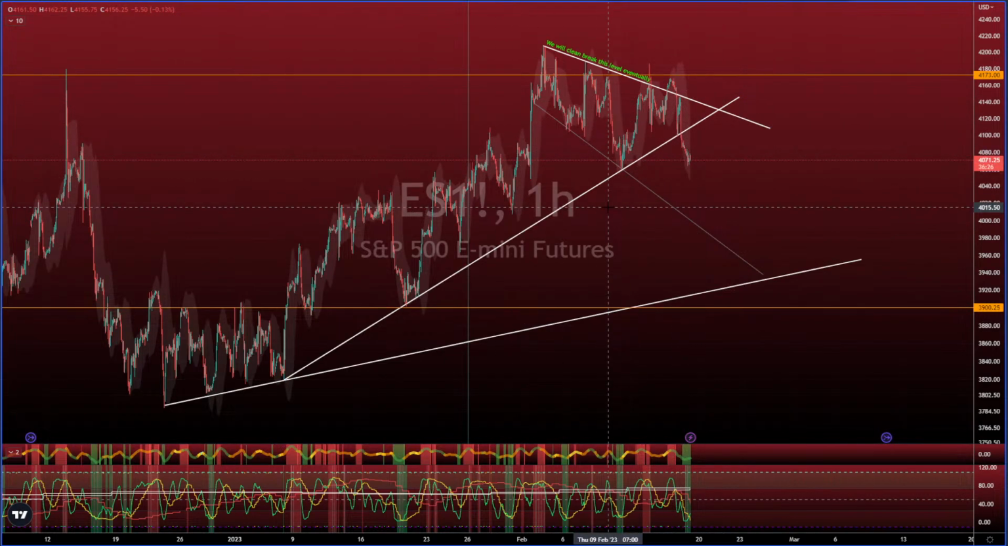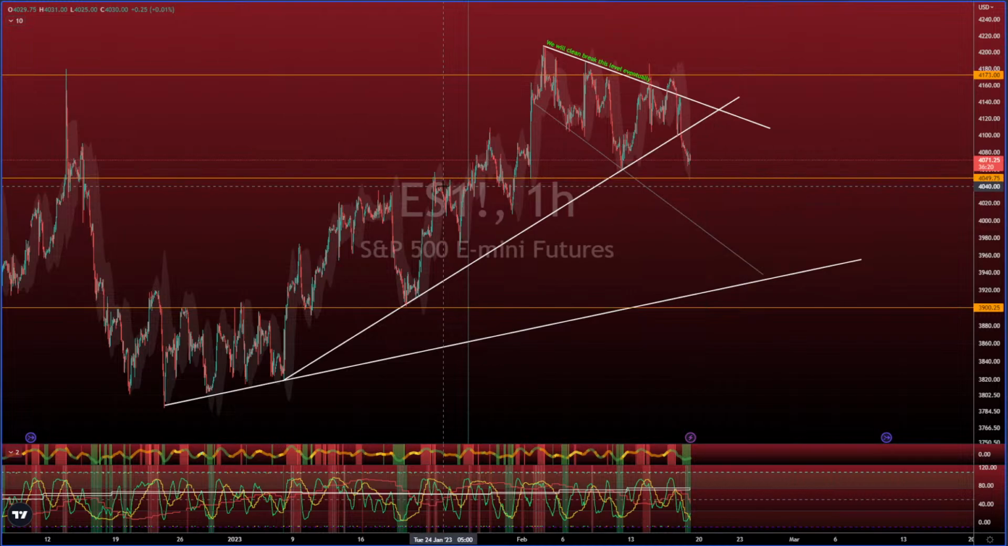Now, looking at the horizontals, we can see that we are going to have a decent amount of support around right there, and that's going to be at about 4,050 on the S&P futures. We're getting close to that. Our next important horizontal support is going to be all the way down here at about 3,900, almost exactly. So, watching that zone as well for a potential breakdown.